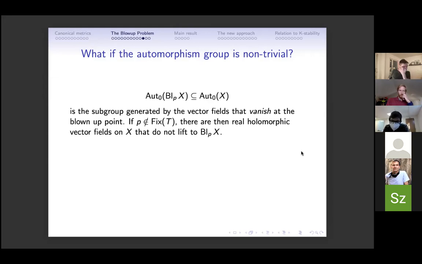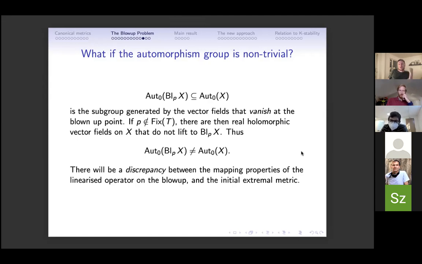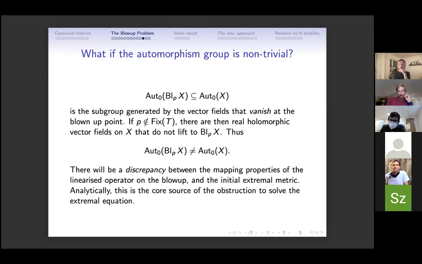So yeah, just to say this slightly differently again, if you pick a point which is not fixed by a maximal torus, then there are holomorphic vector fields on X that won't lift to the blow up. So these two automorphism groups won't agree, and there will therefore be a discrepancy between the mapping properties of the linearized operator before and after blowing up. And you really want to see the blow-up situation as a perturbation of the situation before blowing up, but now the mapping properties don't match. So that's why you get some issues on the analytic side. I suppose that the presence of holomorphic vector fields makes extremal metrics more flexible.